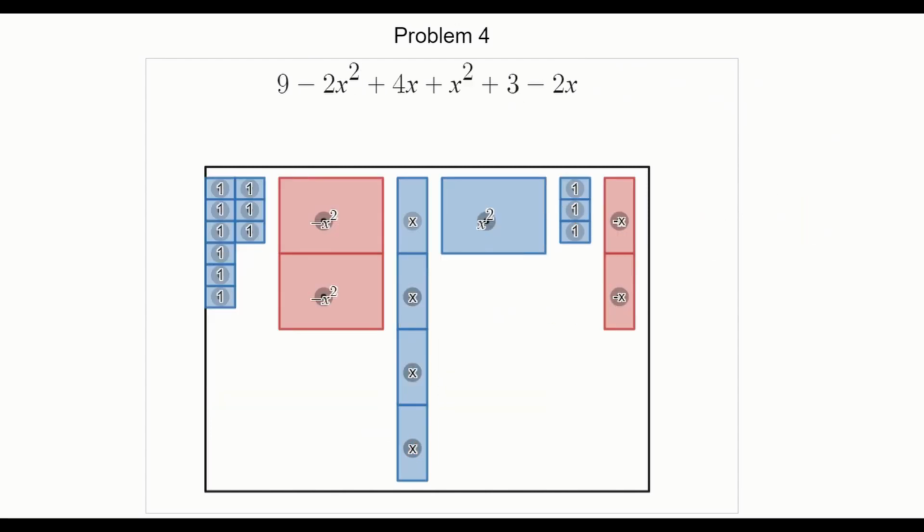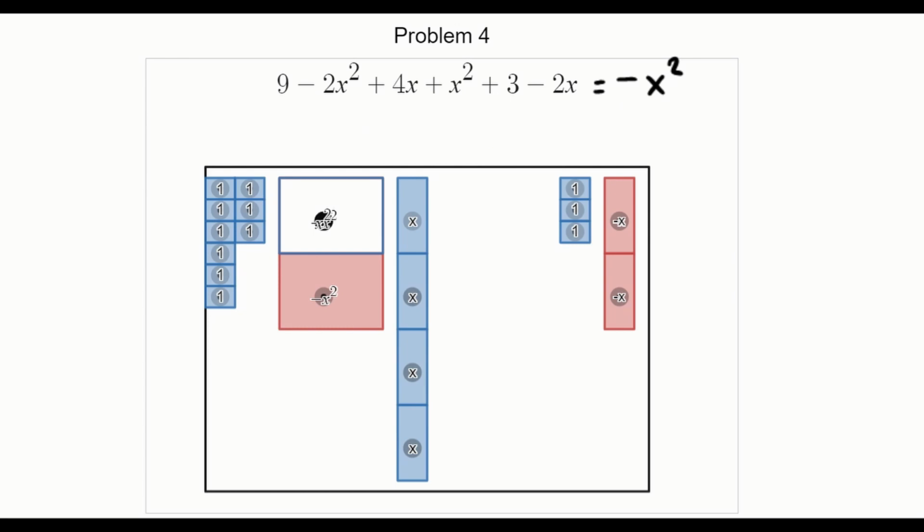Problem 4. Let's put our x squares together. What's negative x squared plus x squared? Opposites are going to cancel out. So we just have one tile left over. We have an x squared left over. But remember that this is a red tile left over, a negative x squared. So we have a negative x squared left over.